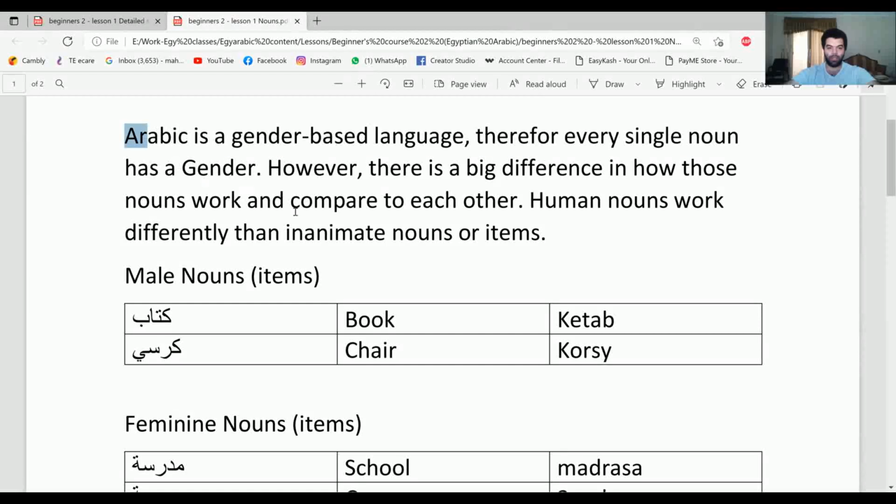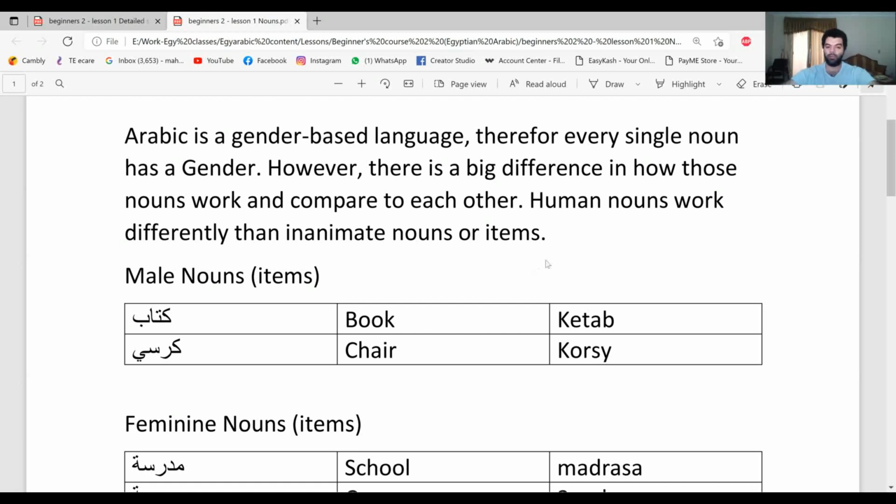So here you can see I wrote some explanations that you could read yourself, like I'm saying that Arabic is a gender-based language and every single noun has a gender. For example, as I said before, if you're talking about the car, عربية, it's feminine. And if you're talking about the book, kitab, it's masculine. And the sentence will depend on that. If you're using an adjective, it will change depending on the noun, of course.